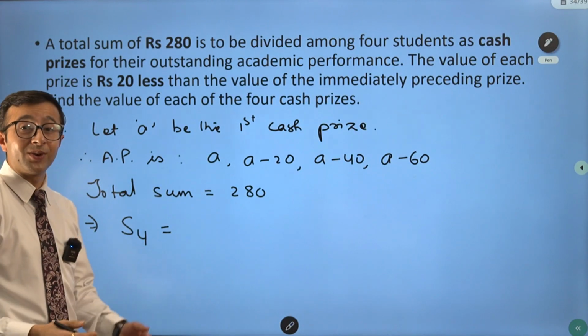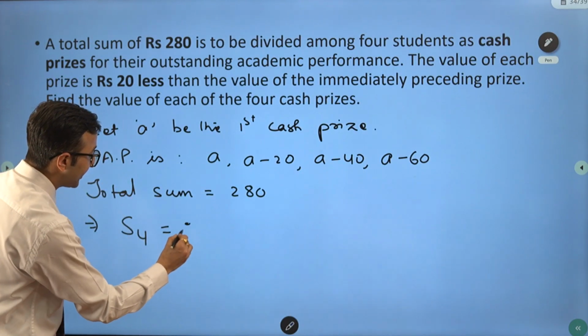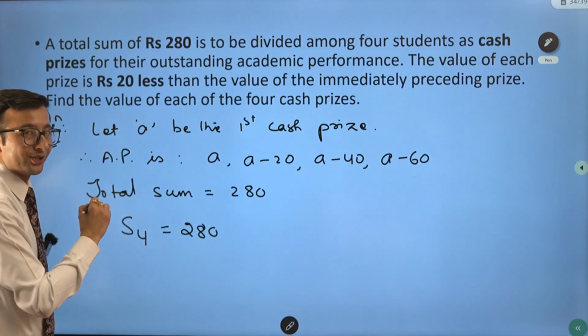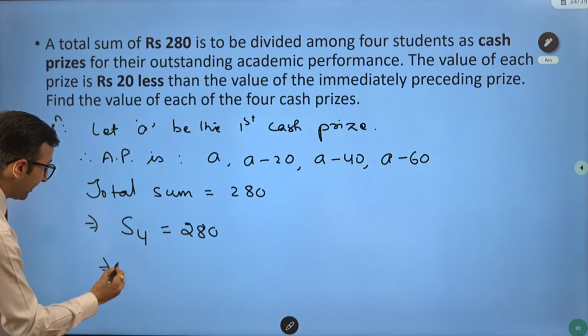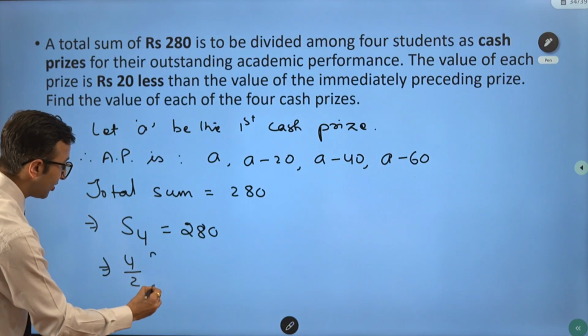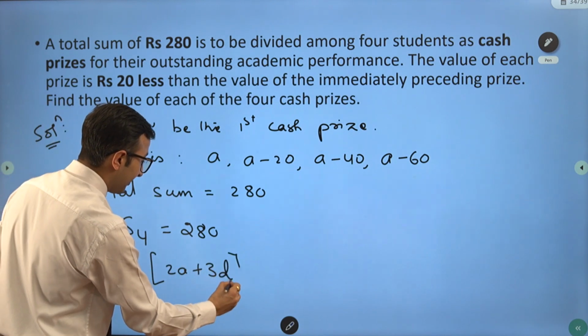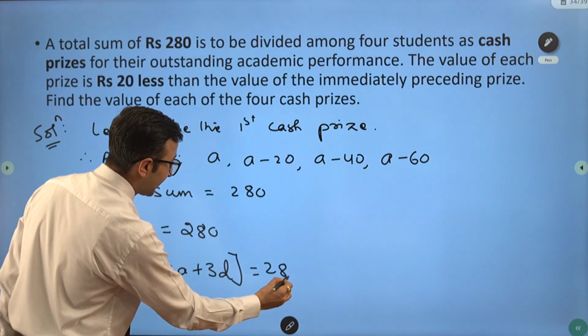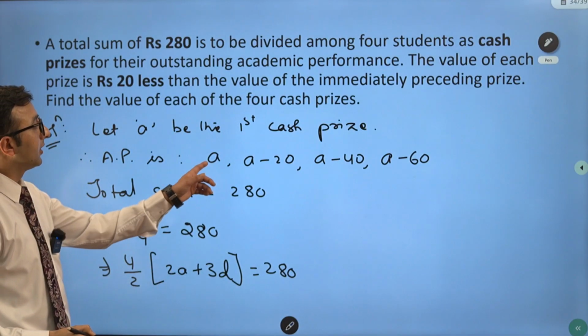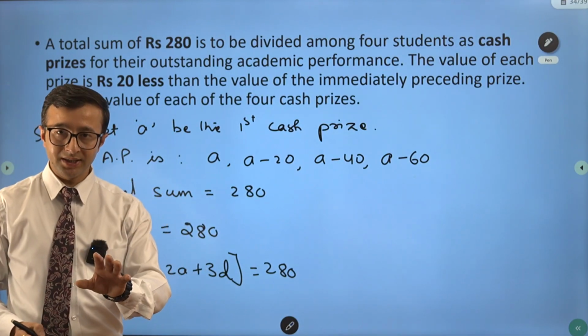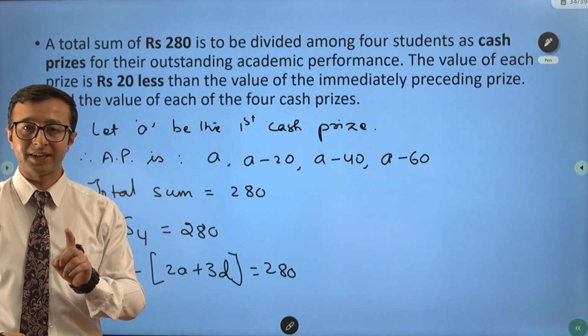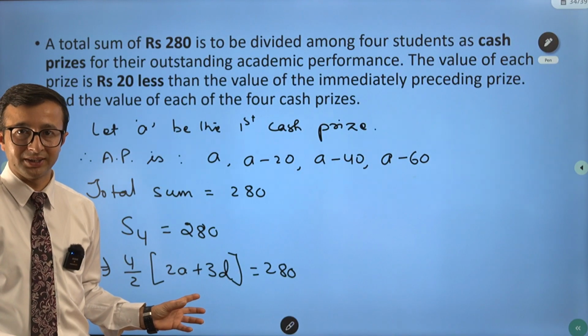That means the sum of the first 4 terms of an AP is equal to 280. You know that the formula for S4 will be 4 divided by 2 times (2A plus 3D), which is equal to 280. Now just look here: this AP is decreasing, so the common difference will be negative. We have already talked about it, isn't it?